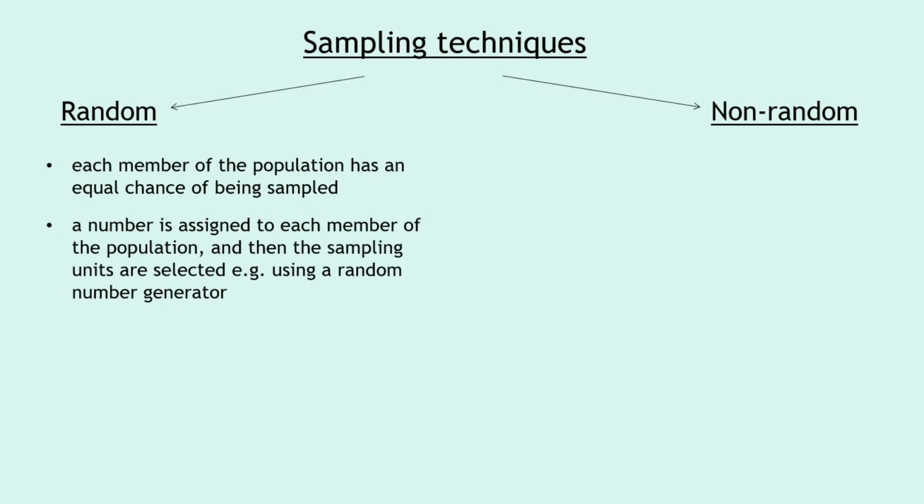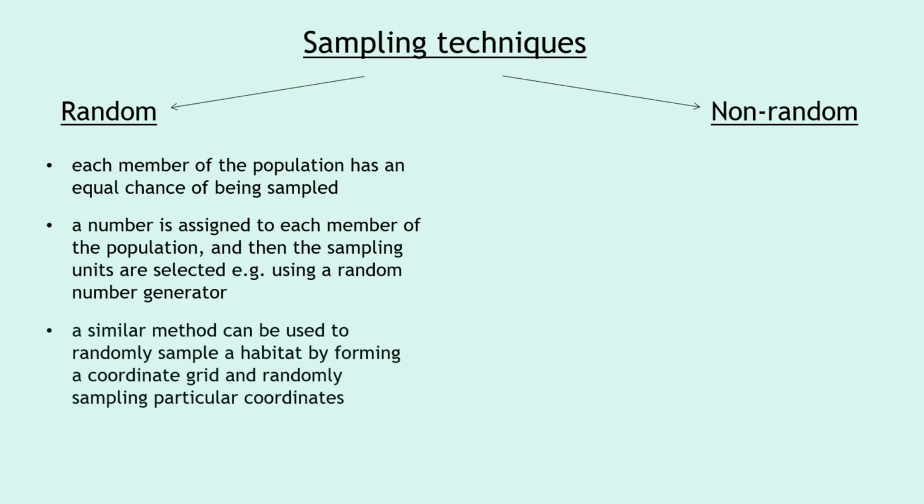Now, of course, you can't number every single individual in an ecosystem, so instead ecologists might form a coordinate grid, and then they will randomly choose coordinates, and they will then place something like a quadrat at that coordinate and take a sample there. We'll have a look at how quadrats work in just a moment.